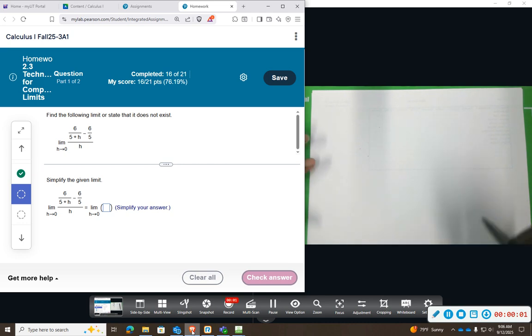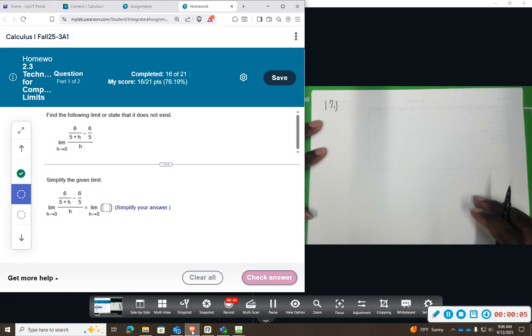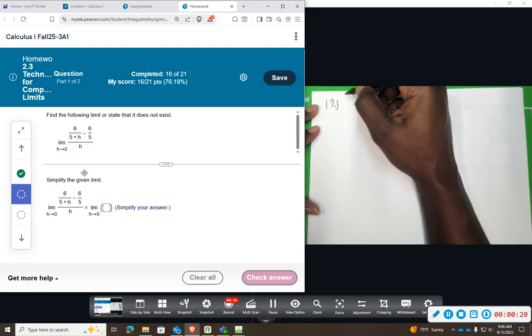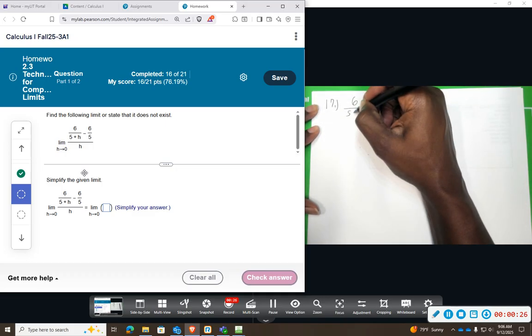All right, number 17, we have a rational function and we want to find the limit as h goes to 0. If you notice, when you plug in 0, we're going to get 0 in the denominator and that's going to cause a problem. So we're going to have to do something else. Usually when I see these problems that have a fraction within a fraction, I have a very particular method to use to solve these.